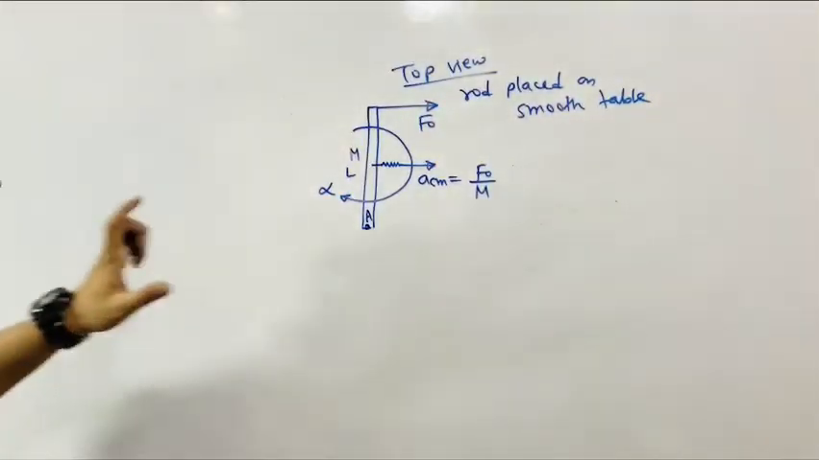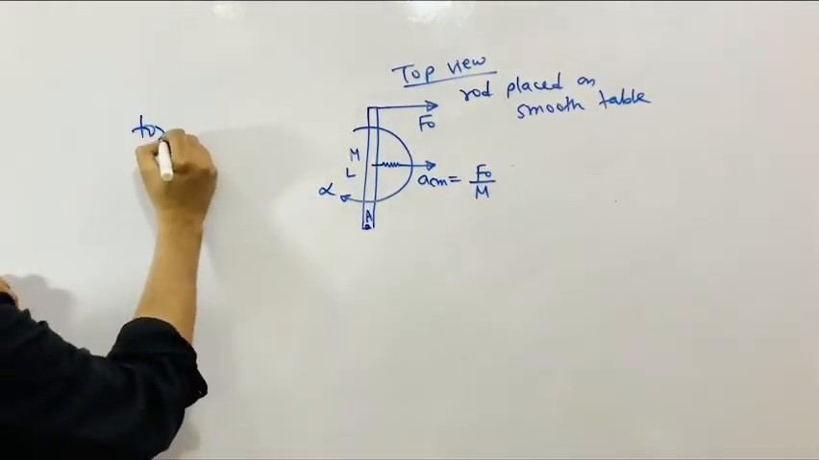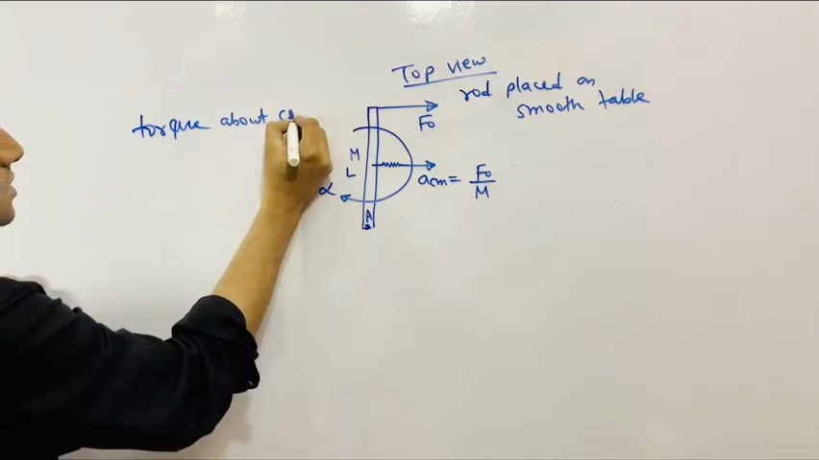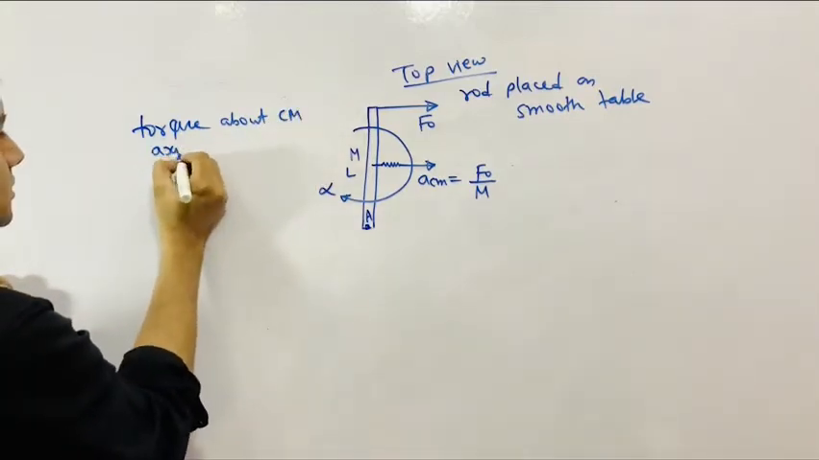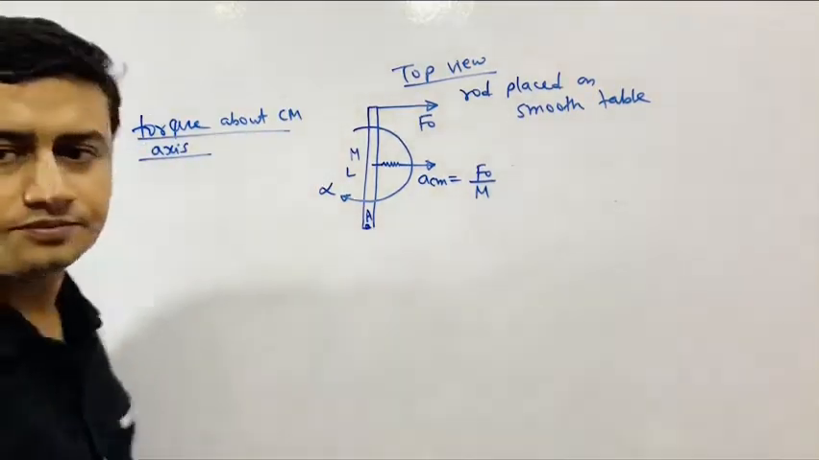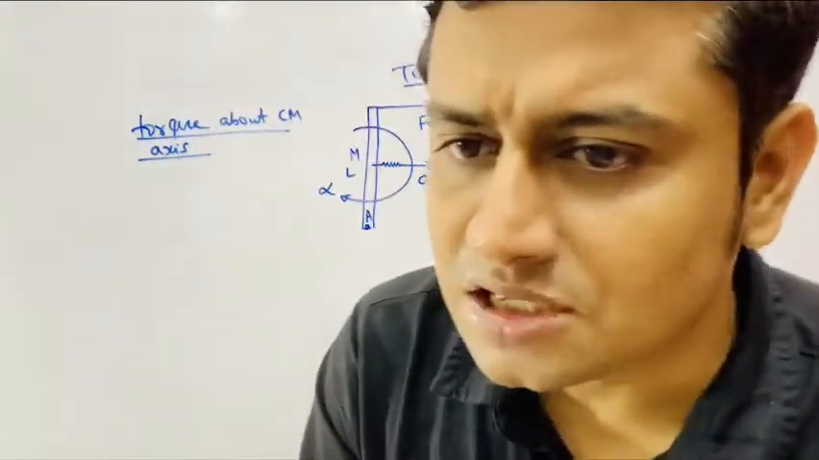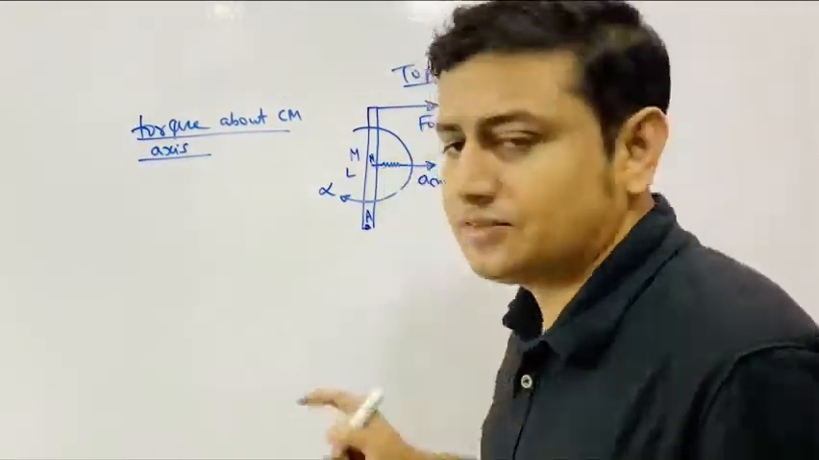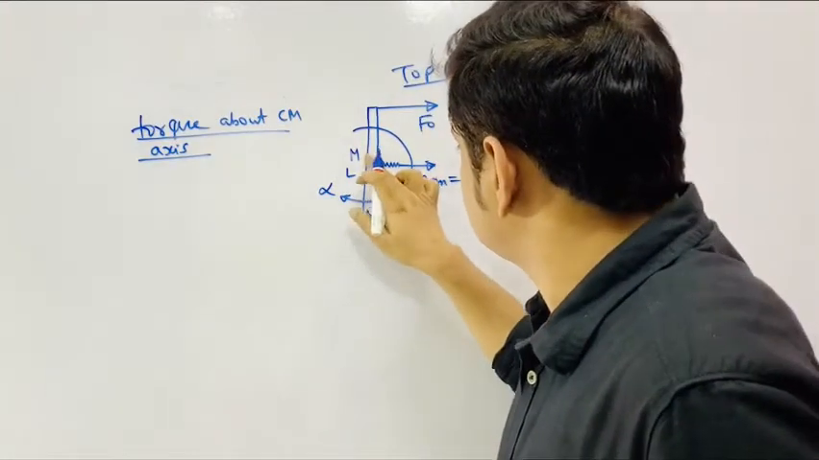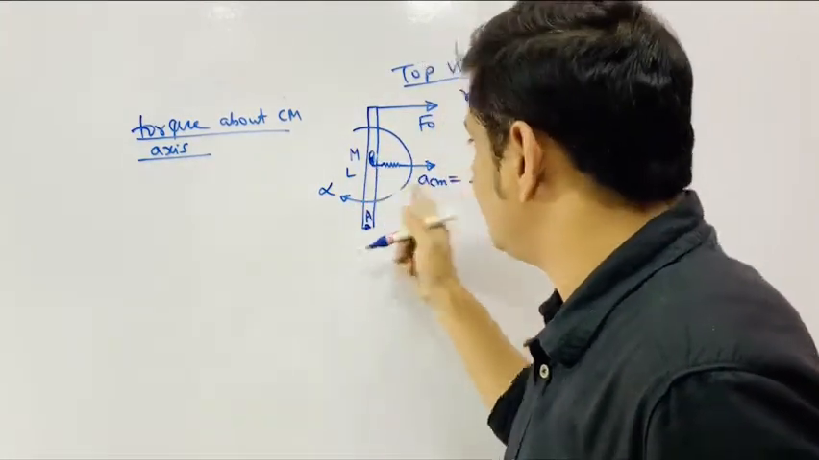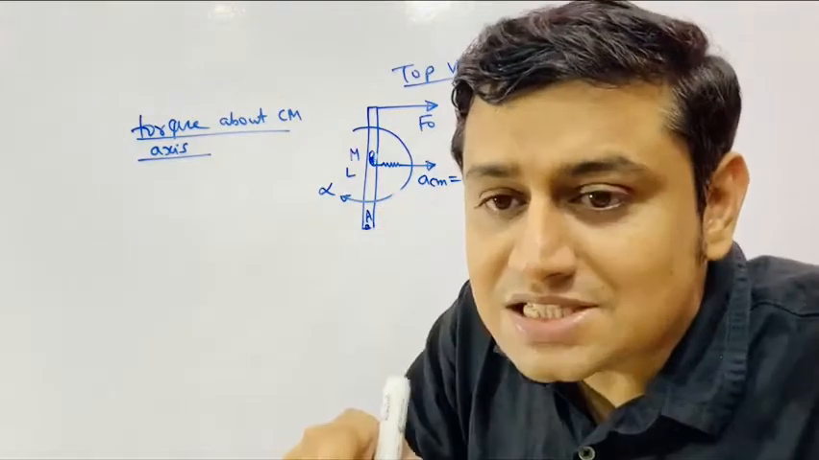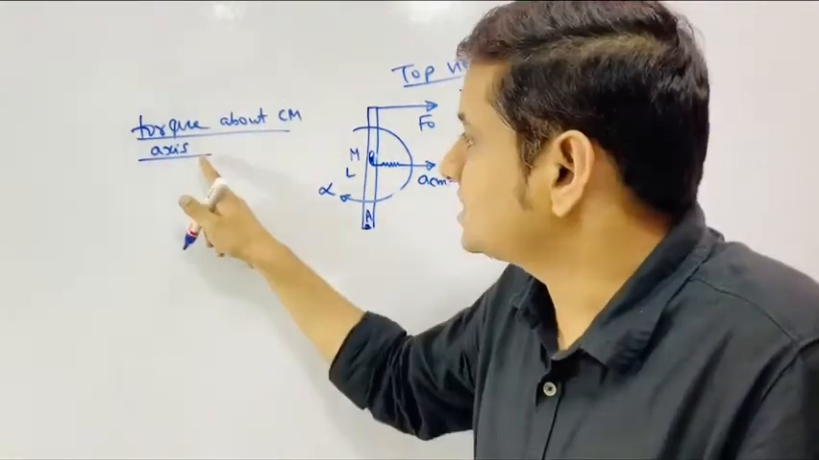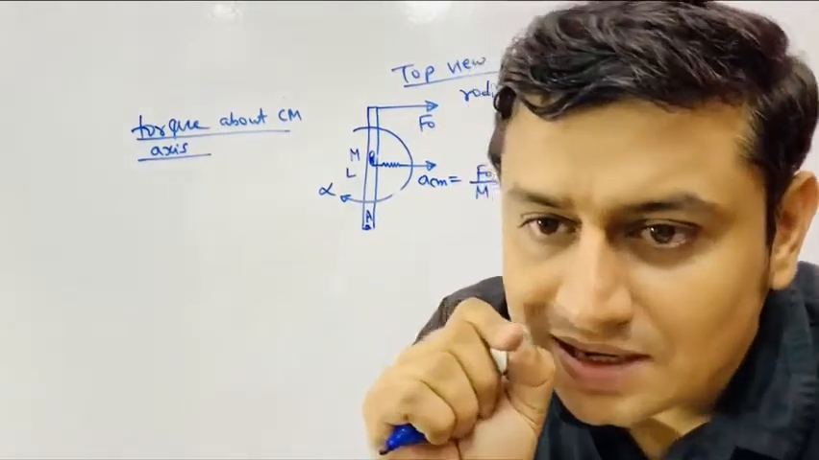Understand. I am taking torque about the center of mass axis. Is the center of mass an accelerated frame? Yes, it is an accelerated frame, because the center of mass has acceleration A_CM. So this center of mass frame is a non-inertial frame.